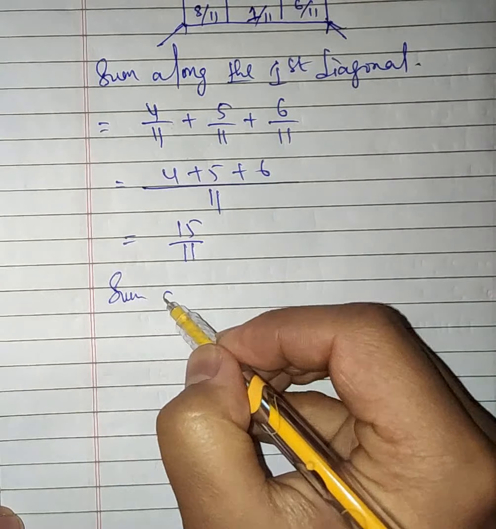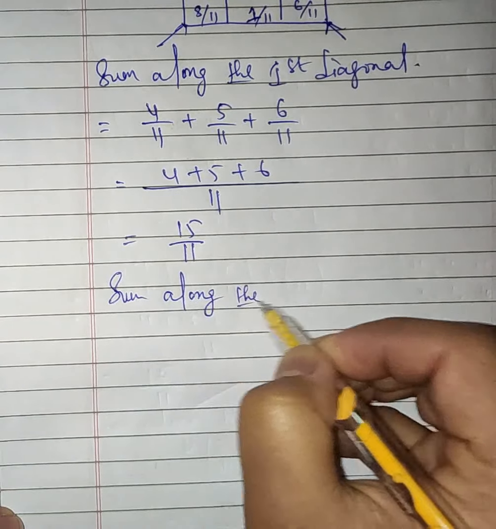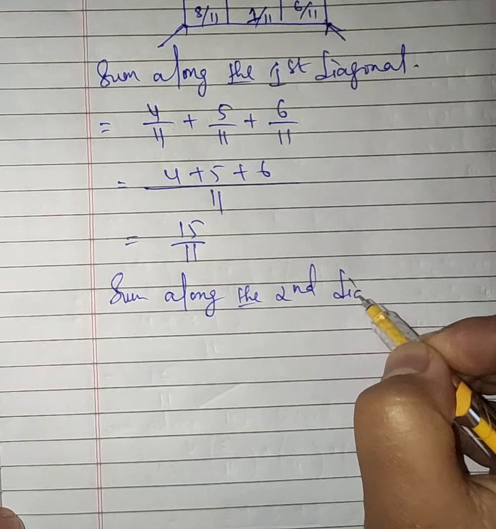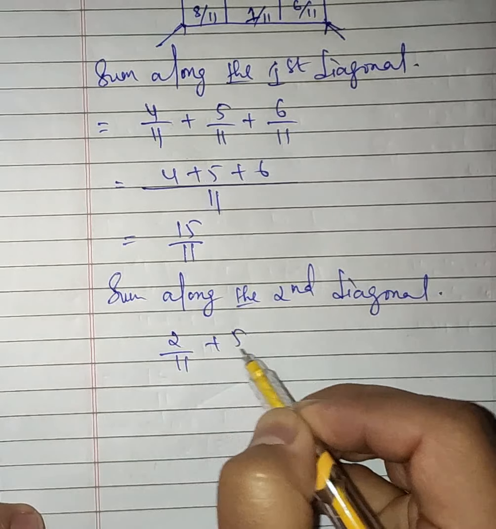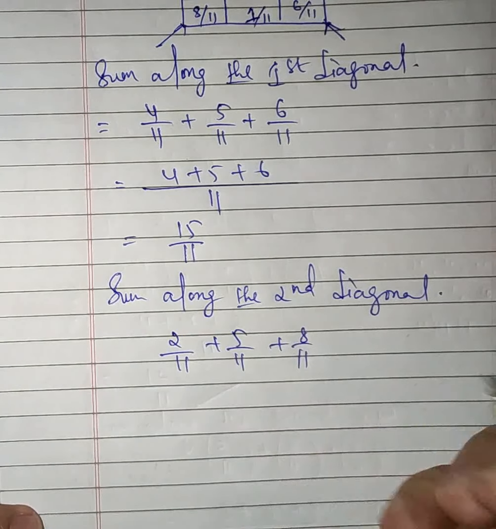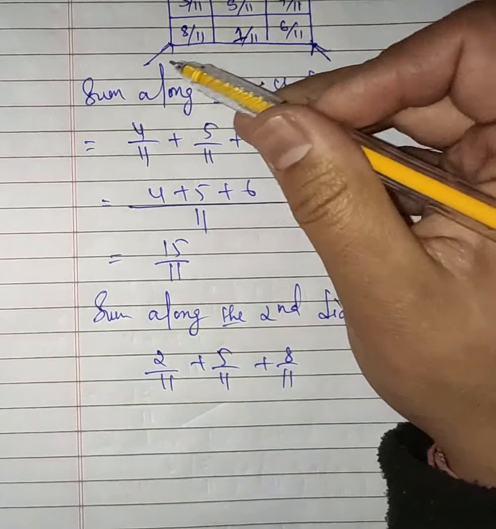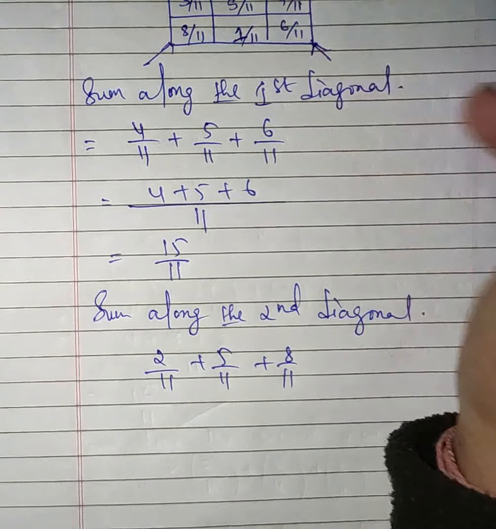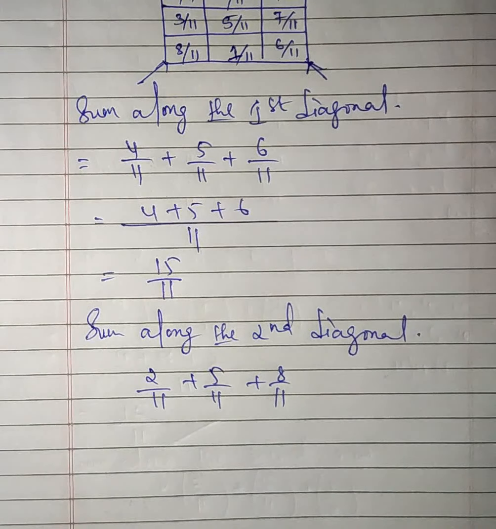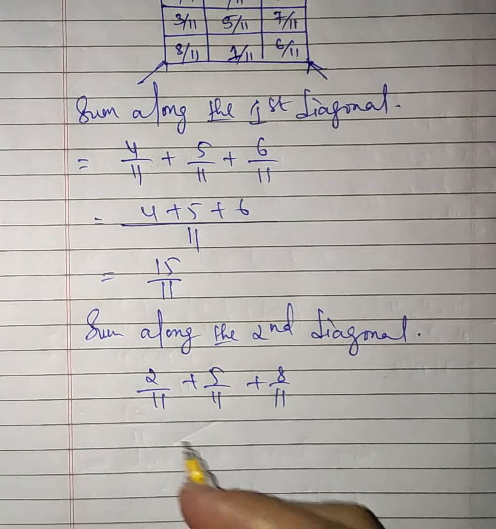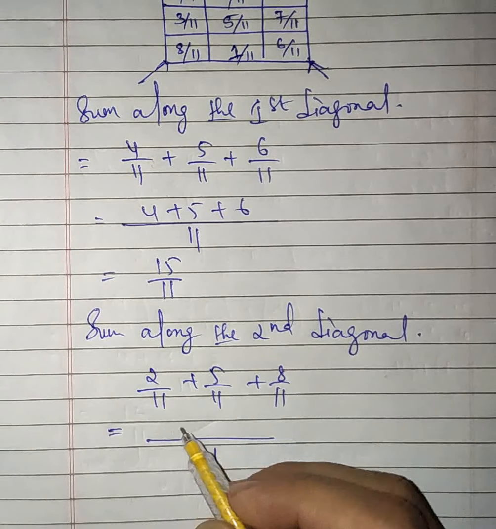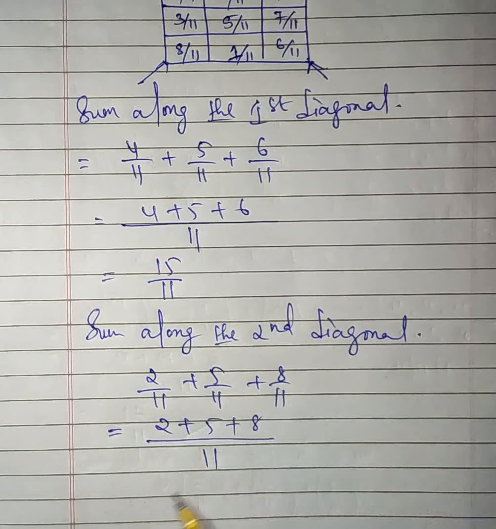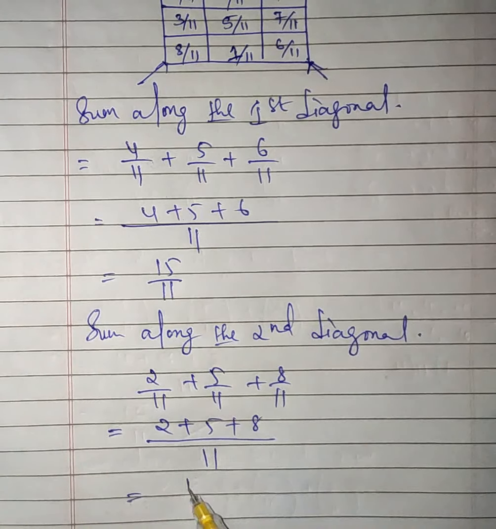So the sum along the second column, sorry, second diagonal. Second diagonal, what do we have? 2 by 11 plus 5 by 11 plus 8 by 11. You can consider it this way also, 8 by 11, 5 by 11, 2 by 11. You can take any of the numbers, but it should be a diagonal. So 11 is our LCM. After that, 2 plus 5 plus 8, it is 7 plus 8, 15 by 11.